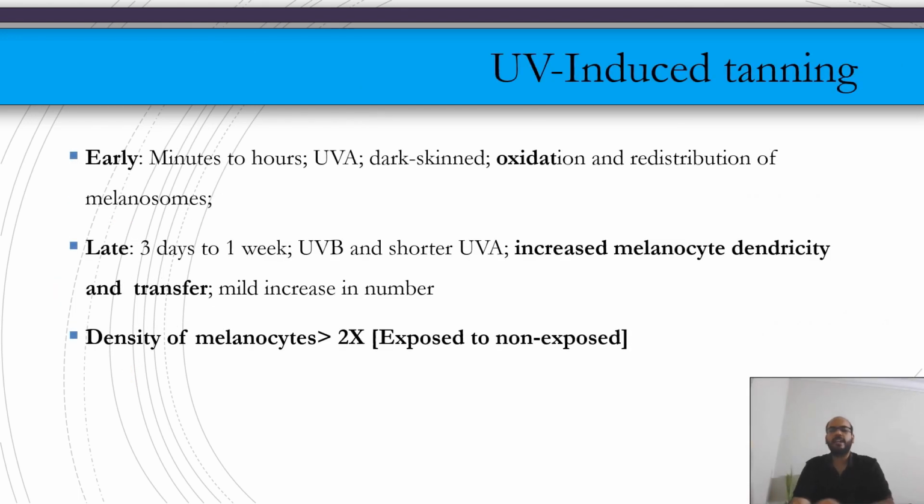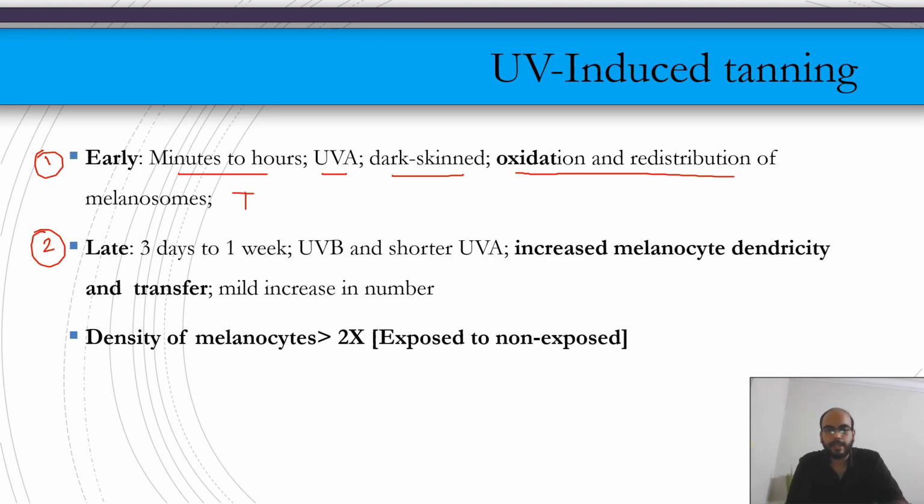UV induced tanning. I think we are just ending the lecture soon. So UV induced tanning is two parts, early and late. The early tanning occurs in minutes to hours. It's basically because of UV exposure, mostly seen in dark-skinned individuals, and it is because of oxidation and redistribution of melanosomes. So what happens is within minutes to hours of UV exposure, the melanin gets oxidized and redistributed and leads to a short-term tanning, which gets removed in a few minutes or let's say a few hours after the UV exposure is stopped. Since it happens quickly and goes away quickly, it is temporary. It is not UV protective.